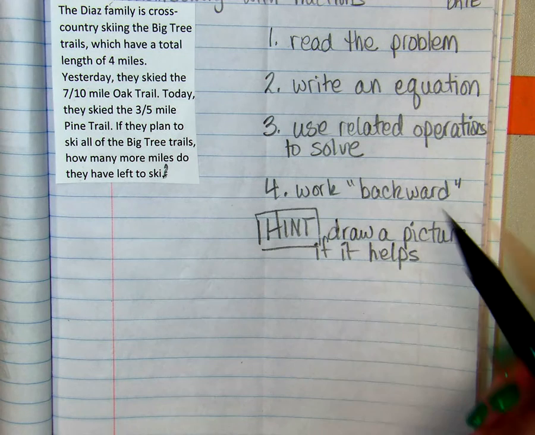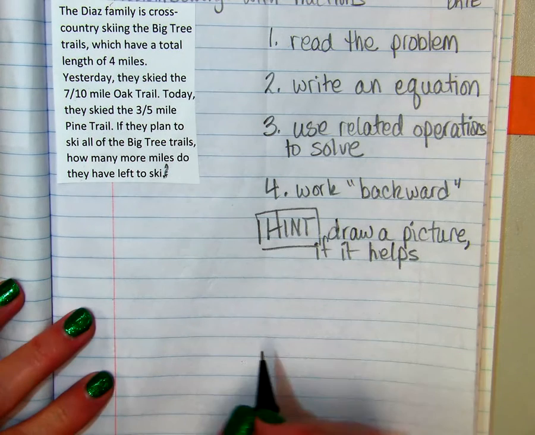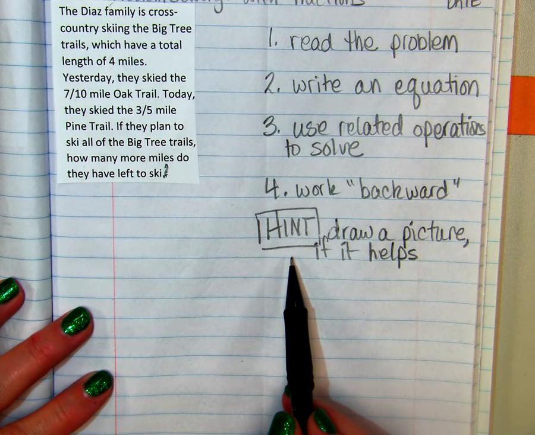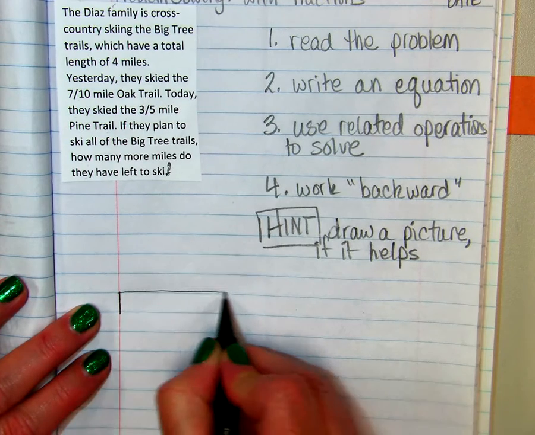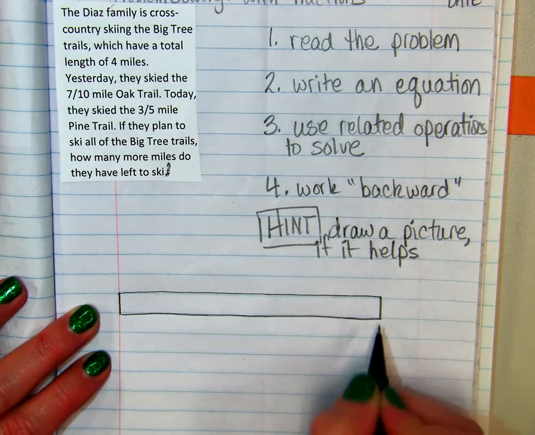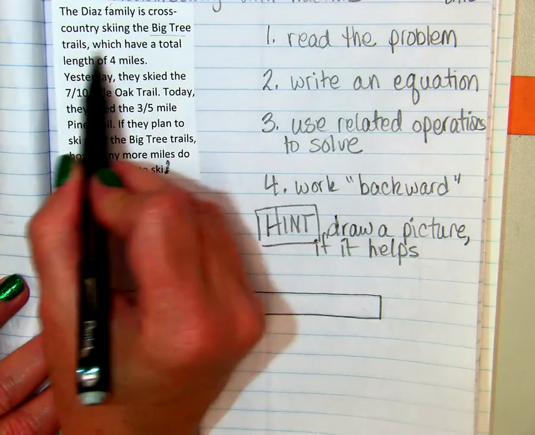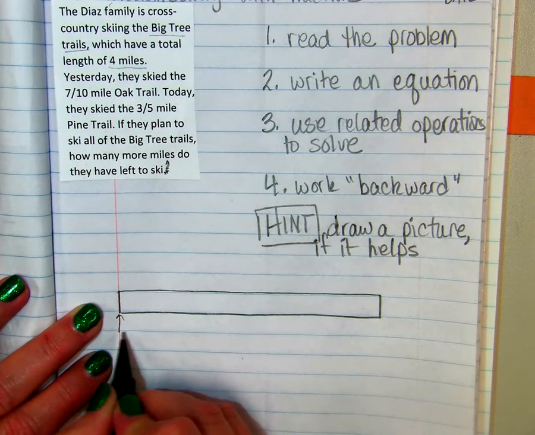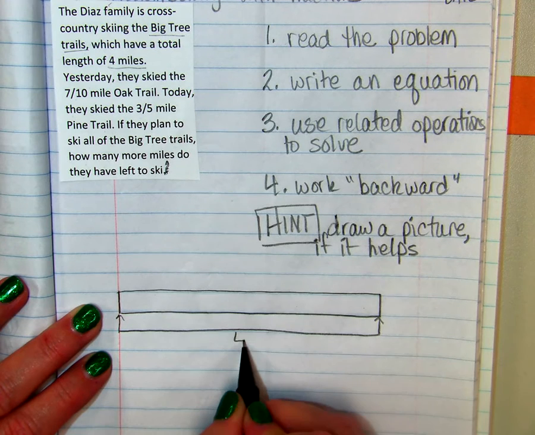Now I'm actually going to start with a picture. This really helps me, and so I'm going to start with a picture. So do you see my last line right here? I'm going to come down 1, 2, 3 spaces, and I'm just going to take one space, and I'm going to work across the page right there and draw kind of a long skinny rectangle. That is going to be my Big Tree Trails, and that is going to be my 4 miles. Okay? So I am going to draw and label this my 4 miles.